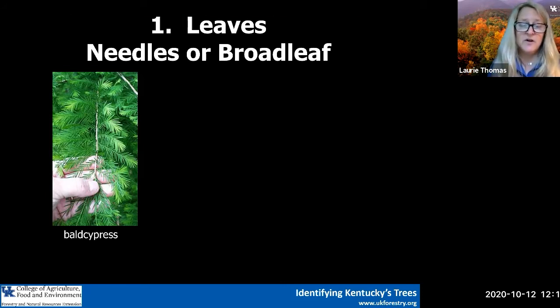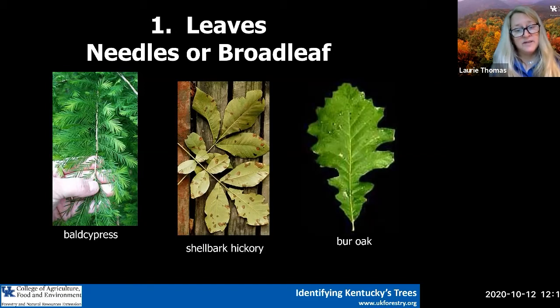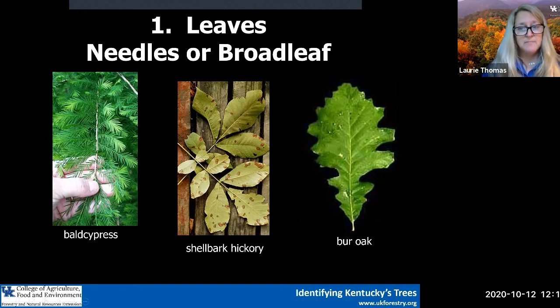But the rest of our conifers, or needle type trees, retain those needles for about 3 to 4 years, and they slowly drop off over the course of those 3 to 4 years. So it looks like those trees are evergreens, that they never lose their leaves. Our other set of trees that we have in Kentucky are our broadleaf trees. These are just two good examples, a shellbark hickory and a bur oak, nice big broadleaf trees. Almost all of them are deciduous.